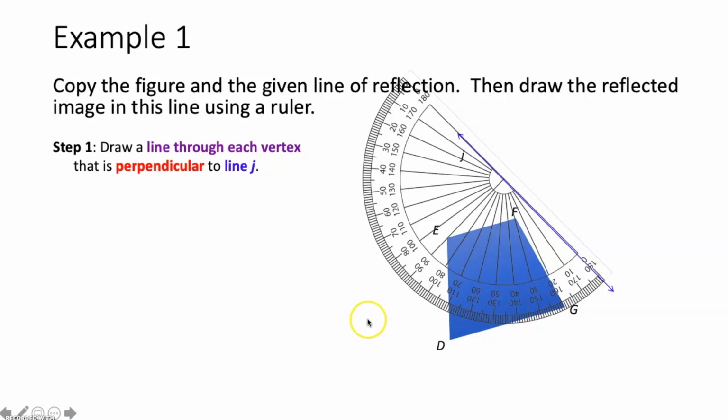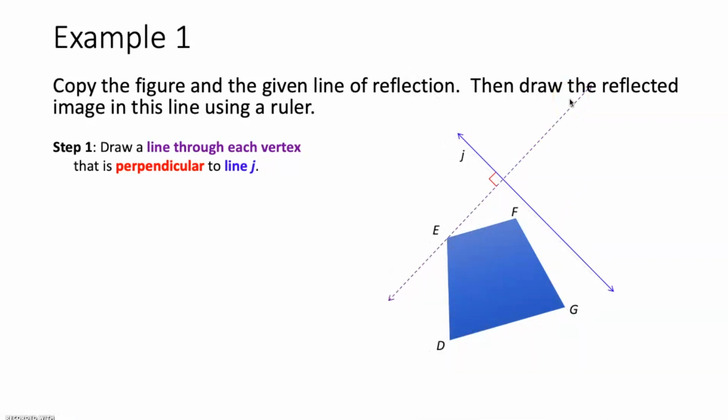We then trace that 90-degree line with our ruler. On our paper, we trace that through our vertex, through the line of reflection, and continue it on the other side of the line of reflection. We have then created a line that is perpendicular to line J and goes through point E.